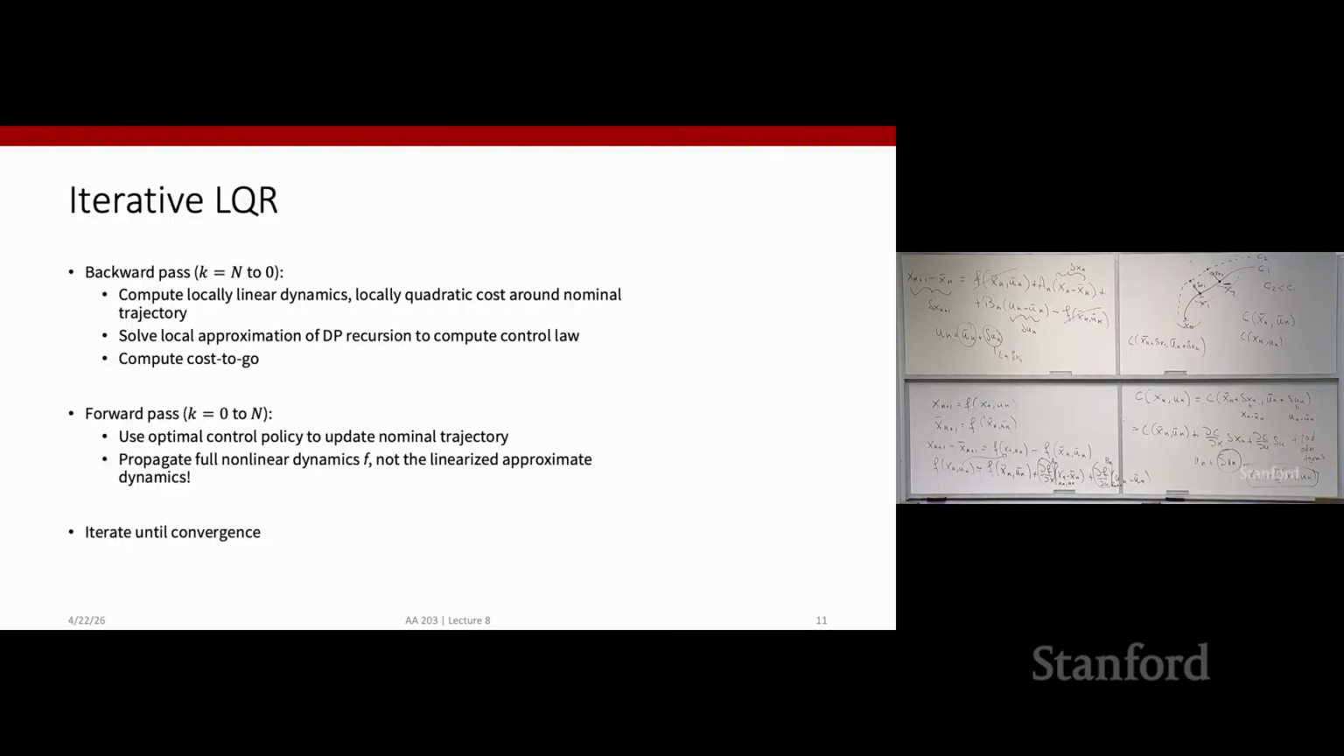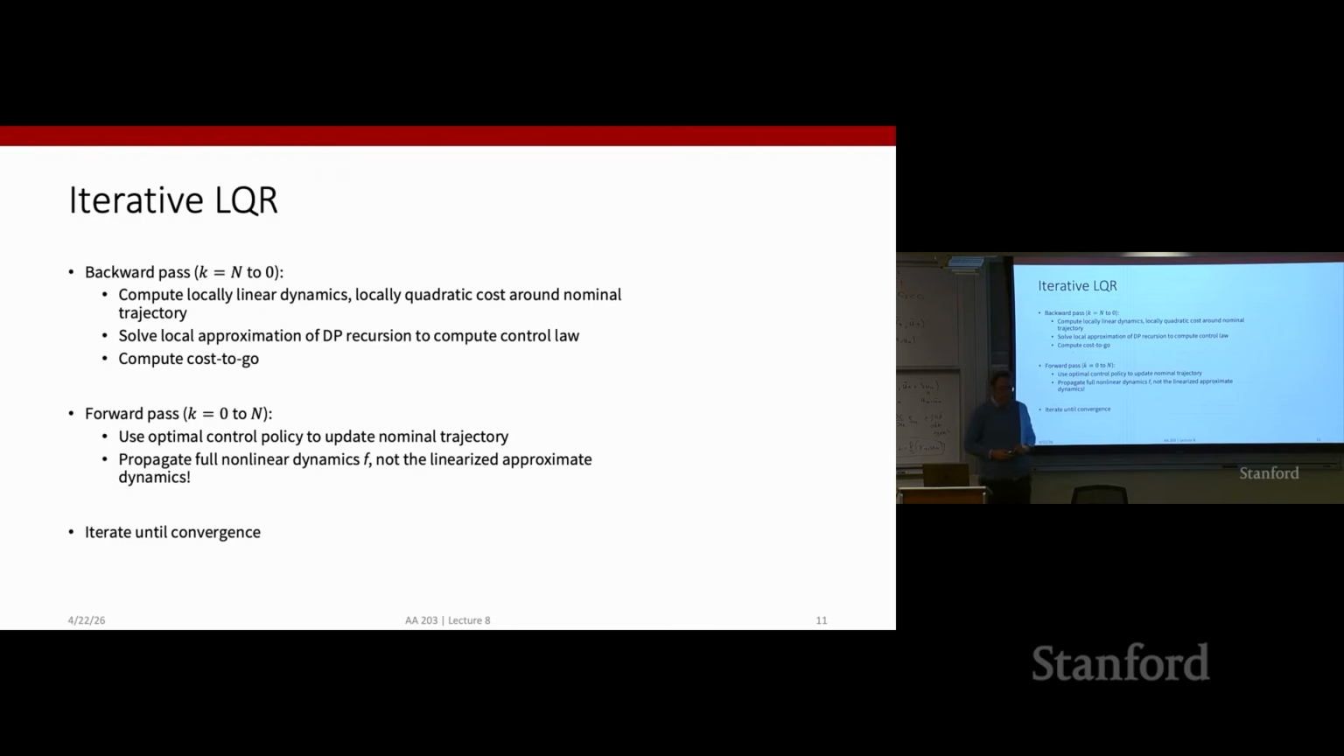Oh, I have it here. Propagate full nonlinear dynamics, f, not the linear approximate dynamics. And iterate until convergence. For example, as usual, the cost reduction after a few steps is insignificant, or the differences in the state space among trajectories are insignificant, then you stop. Or maybe you have a maximum amount of iterations as a budget.